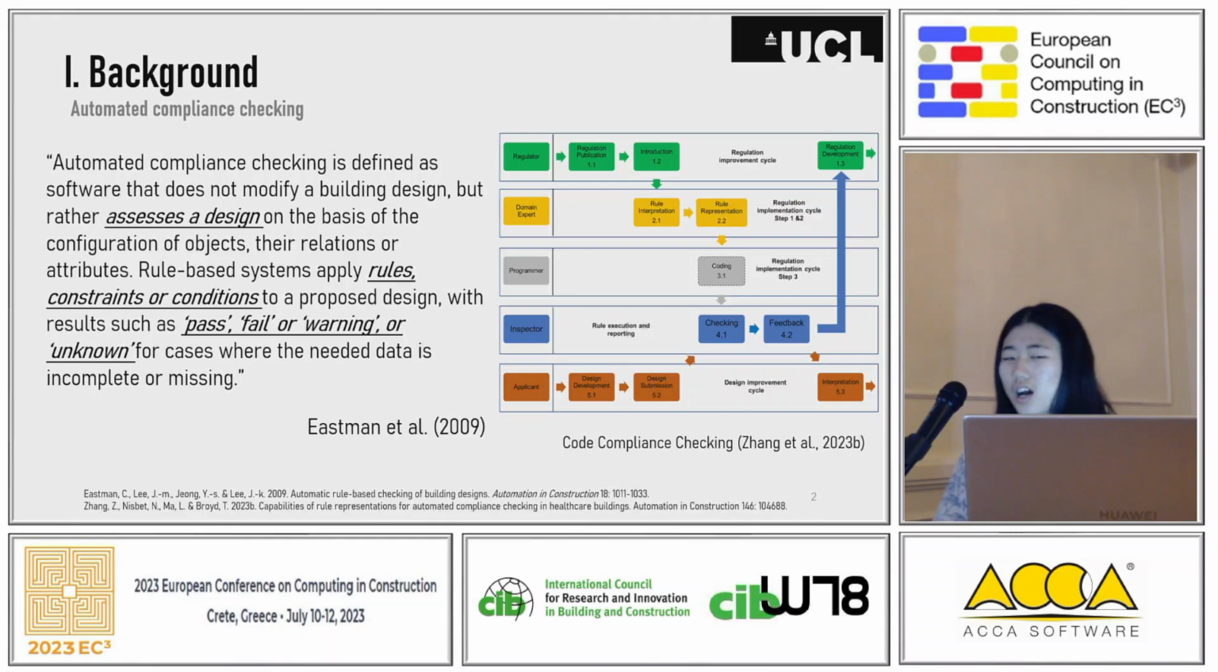It could be in any kind of format, such as a building information model or just paper-based drawings. And this kind of design model is checked against a set of rules, constraints, conditions, requirements, and you get a set of results such as pass, fail, warning, and also Nick just stressed the importance of the unknown, where the needed data is incomplete or missing in the design model.